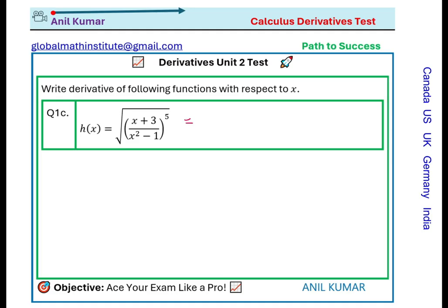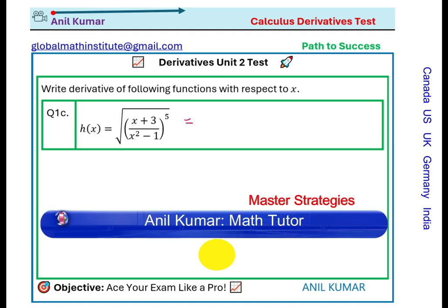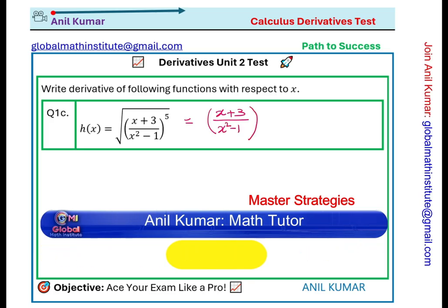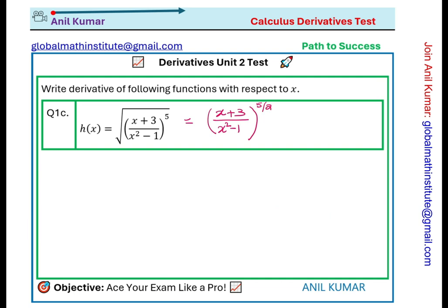So we have square root of something to the power of 5. That really means that something, x plus 3 over x square minus 1 in this case, is to the power of 5 by 2. So that is the first thing which you need to understand very clearly, and it's being written here so that you do not make a basic mistake. Correct? So now we can apply the power rule first and then the chain rule to get the derivative.